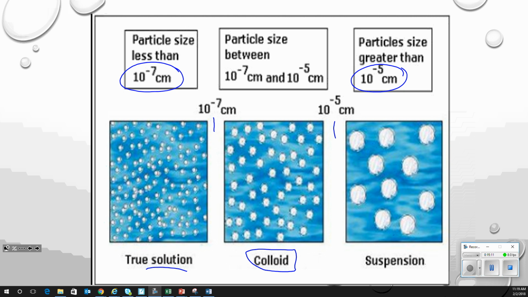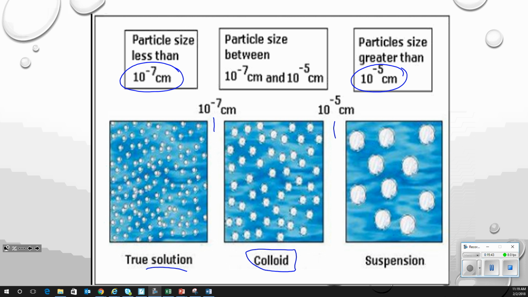These particles in both the colloid and the suspension are big enough that they can catch light and scatter light. Okay, so we're going to be using light to figure out, do I have a solution, a true solution, or do I have a colloid? Suspension we'll be able to tell because what did I tell you about suspension? It's heterogeneous, and after you let it sit for a minute, what happens? Sinks to the bottom. So I'll be able to tell a suspension. But the colloid, it'll look like a solution until I shine light through it. Okay? So we're going to go forward.